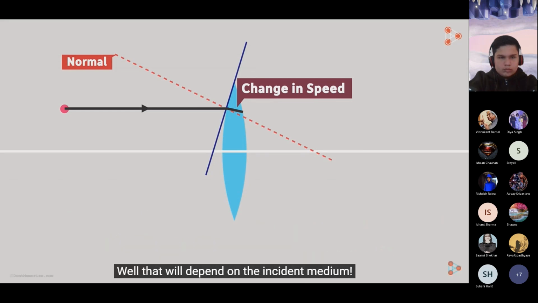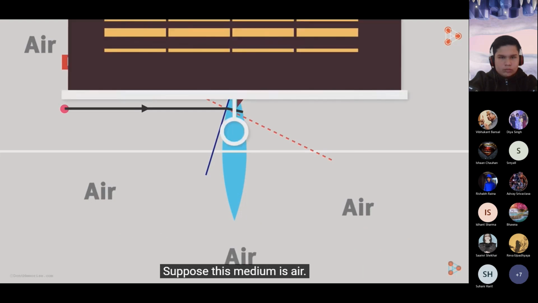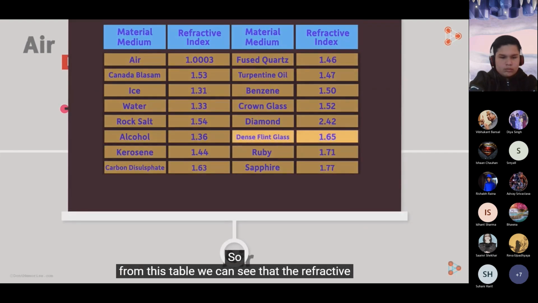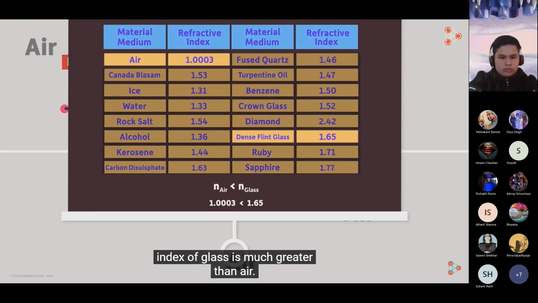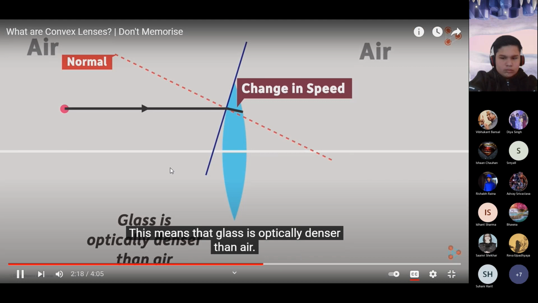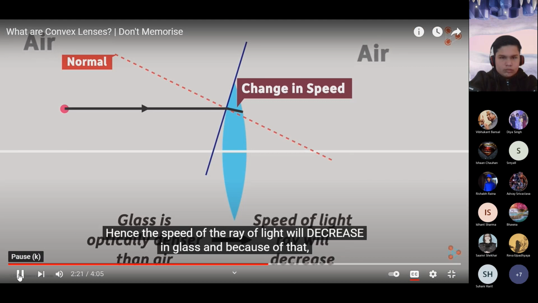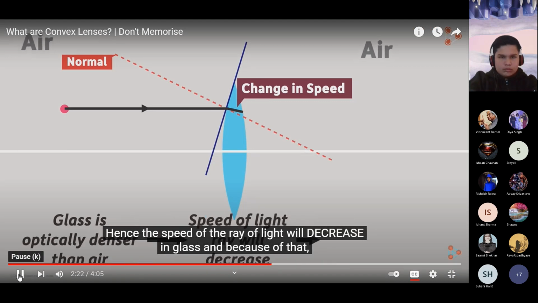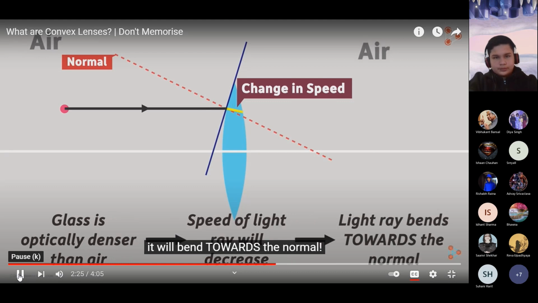Well, that will depend on the incident medium. Suppose this medium is air. So from this table, we can see that the refractive index of glass is much greater than air. This means that glass is optically denser than air. Hence, the speed of the ray of light will decrease in glass, and because of that, it will bend towards the normal. So we understand here the light ray is entering into the glass, and the glass is denser.